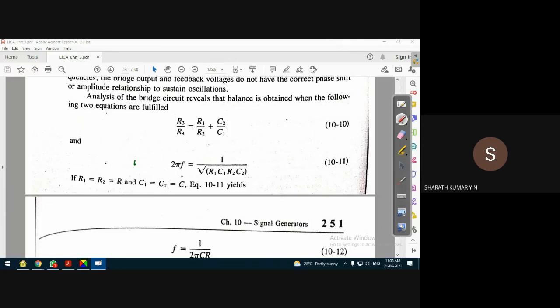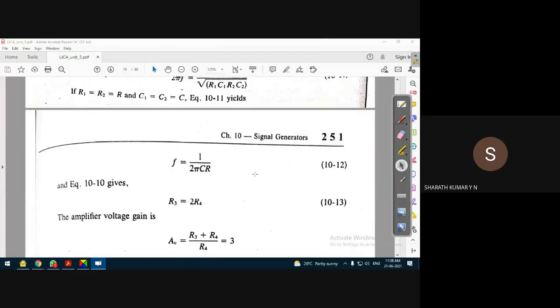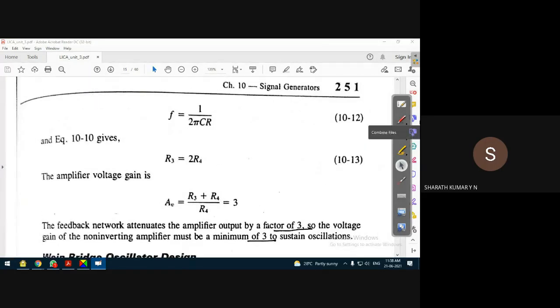So omega, 2 pi f, is given as 1 by square root of R1 C1 R2 C2. For this frequency f, the bridge can be balanced, in which case a single resistance R is selected for both R1 and R2. Similarly for the capacitor, an equal value is selected. So from this we can simplify: the frequency of oscillation is f equal to 1 by 2 pi RC, and R3 should be equal to twice R4.